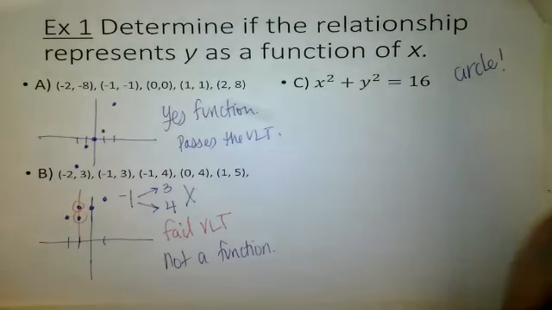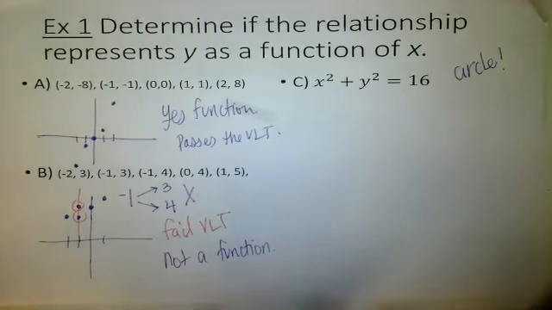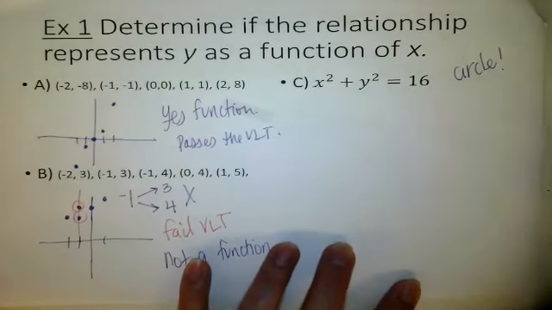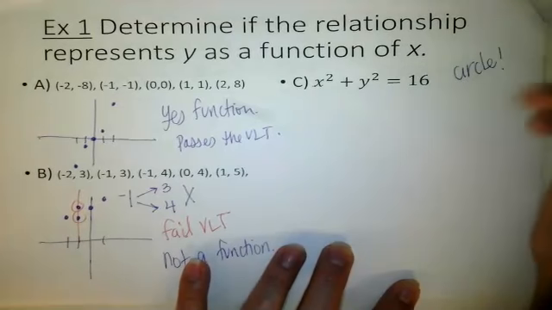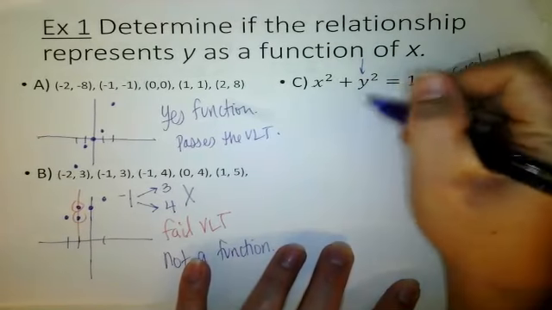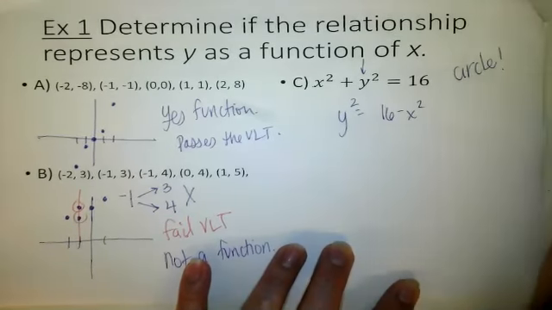If it's a circle, is it going to pass the vertical line test? No, it's not. But how do we know for sure, in case you didn't know? So how do I graph this? Got to isolate the y. So I have y squared equals, I'm just going to say 16 minus x squared.